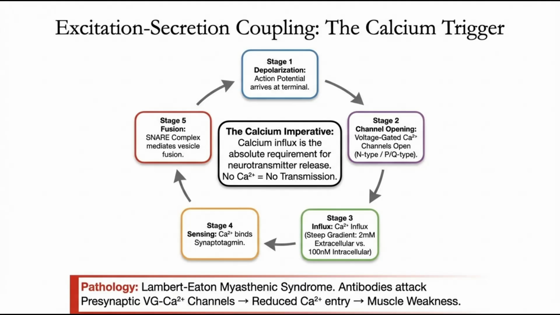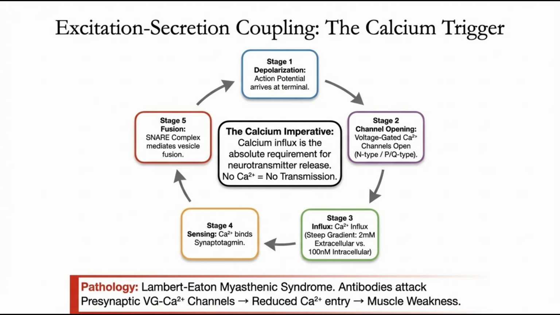Right. And that voltage change opens a very specific set of gates, the voltage-gated calcium channels. Specifically, in the nerve terminal, we are usually talking about N-type or PQ-type channels. Now, in the last lecture, we talked a lot about sodium rushing in to cause the action potential. Why is calcium so special here? Why not just use sodium again to trigger the release?